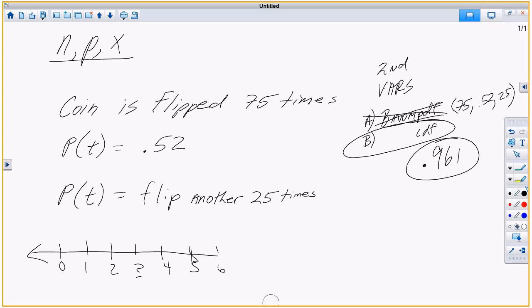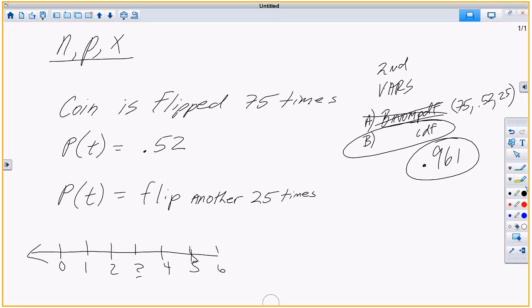So you're going to have to add all those up: P(0), P(1), P(2), P(3), P(4), P(5), P(6). Or you could do 7, 8, 9, and 10, and subtract that from 1. You could do the complement. But that's what they're doing.